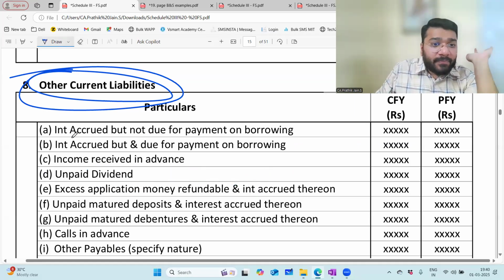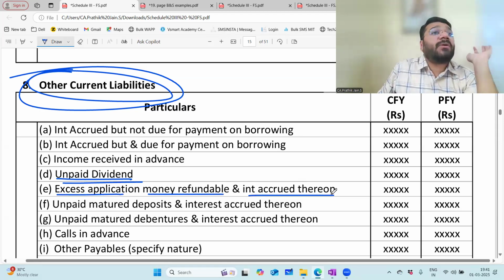Liabilities of the previous year. Yes, this is dividend of the previous year. Now, excess application money refundable and interest accrued thereon. Excess application money refundable. Excess application money was over subscription.